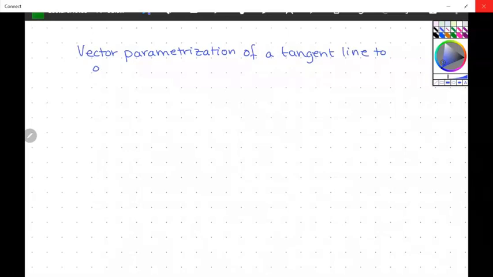This looks fun. Vector parametrization of a tangent line to a curve at t equals t naught.